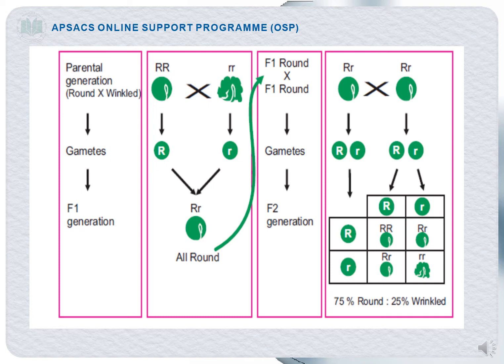So, by self-fertilizing the F1 generation, we get the F2 generation, and as a result of the self-fertilization, we get 75% round shaped seeds and 25% wrinkle shaped seeds. If we take out the ratio, we have 3 round shaped seeds and only 1 wrinkle shaped seed.